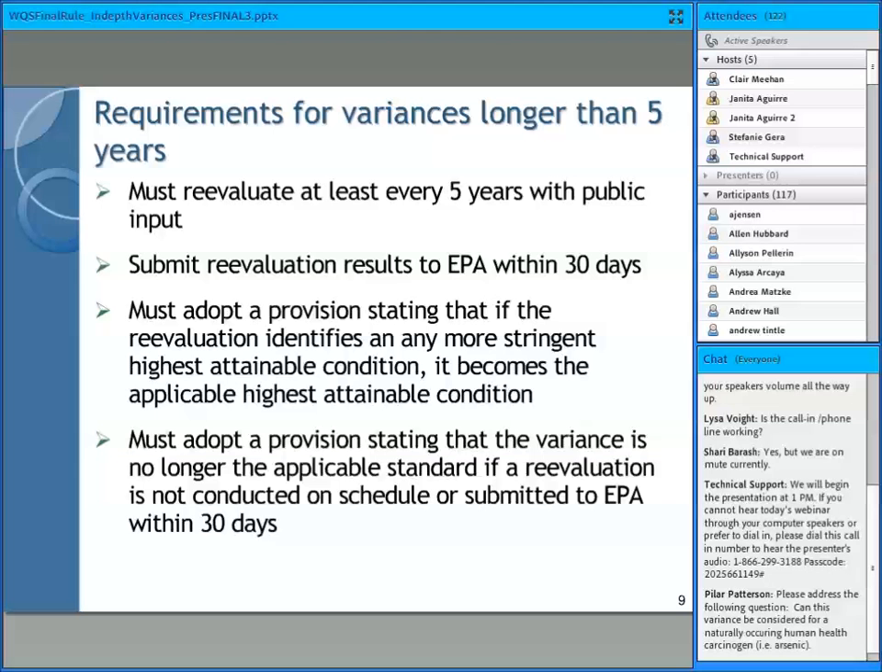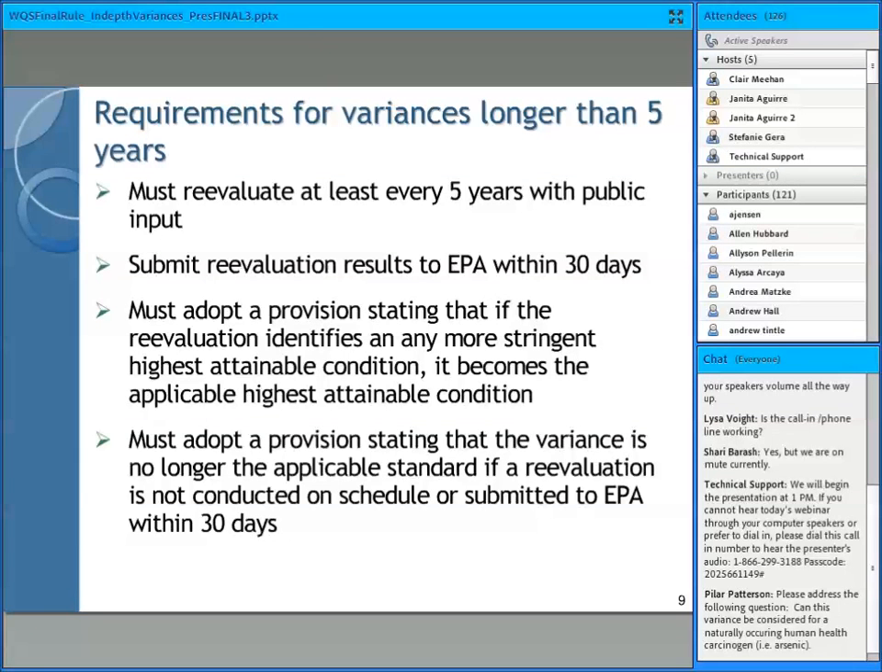Another requirement when adopting a variance longer than 5 years is that the state or tribe must include in the variance a provision that specifies the applicable interim requirements of the variance as either the highest attainable condition initially adopted or the highest attainable condition later identified during any reevaluation, whichever is more stringent. This provision must be written in a way that ensures any more stringent highest attainable condition later identified automatically becomes the applicable highest attainable condition of the variance without requiring any additional action. Upon permit reissuance, this provision allows the permitting authority to establish a more stringent water quality-based effluent limit and/or other permit conditions on the basis of the more stringent highest attainable condition, consistent with and without the need for an additional water quality standards rulemaking.